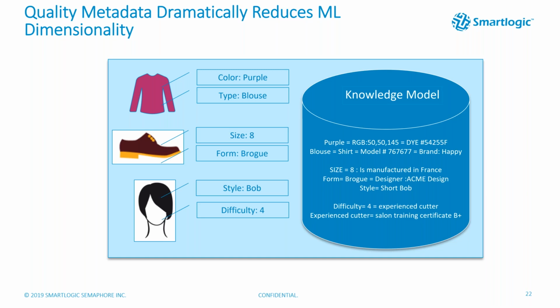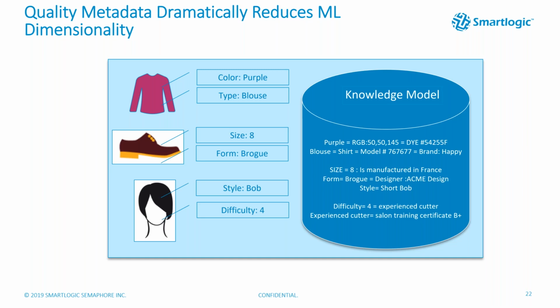So, for example, one tag of purple in the knowledge model will tell us that it's also an RGB 5050-145, that the dye number is 54255F, that the blouse, which is typed, is a shirt, it's the same as a shirt, that it's 767677 model number, and it only comes in our brand, which we happen to call Happy, right? So by combining data and the knowledge model, we can endow this data element with a huge amount of ground level data, known knowns about this piece of data.